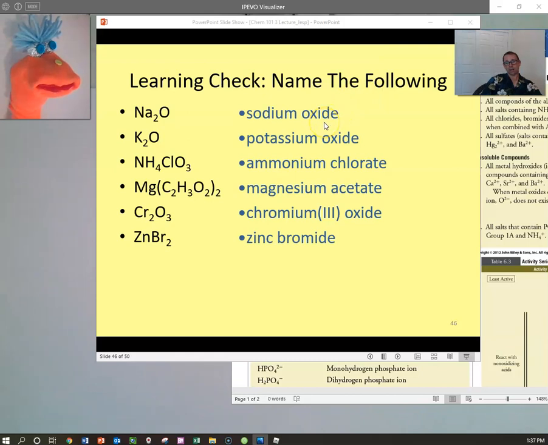Now, it turns out that zinc doesn't have any other charges it can form. It only forms a +2. So people only call it zinc bromide. But in this class, if you call it zinc 2 bromide, I'm perfectly okay with that.